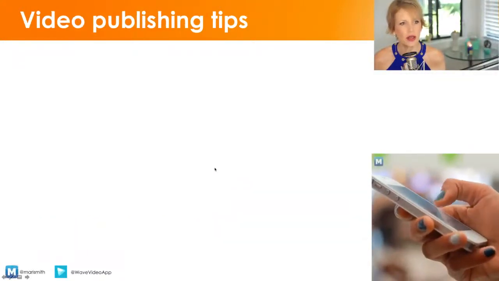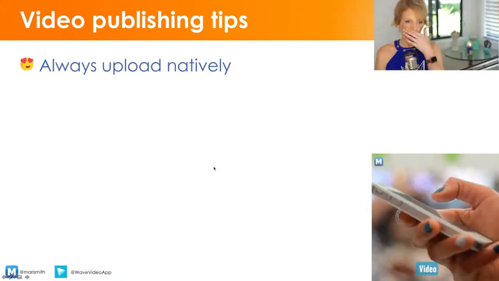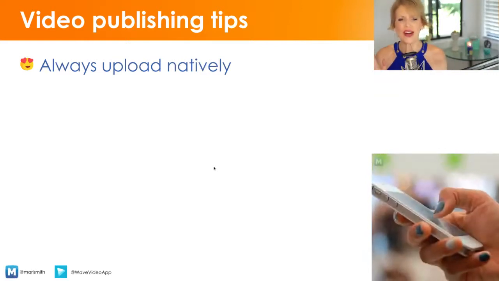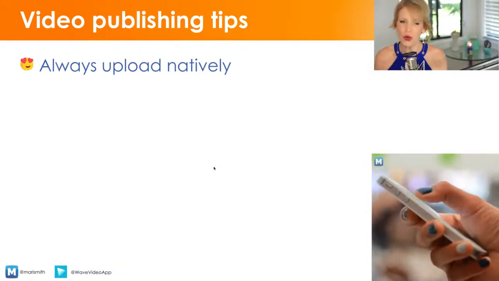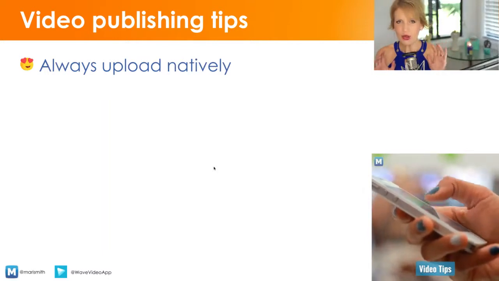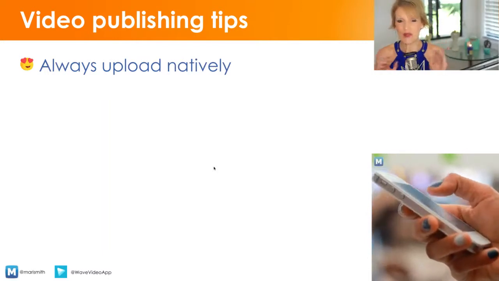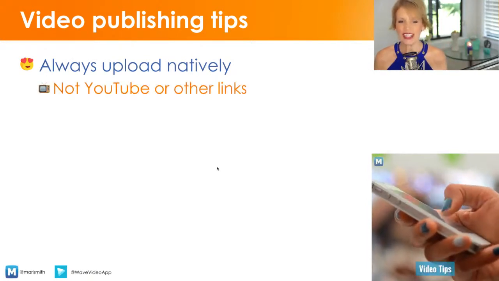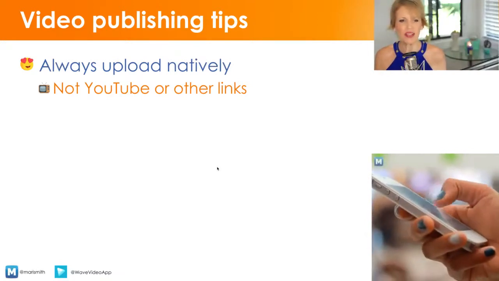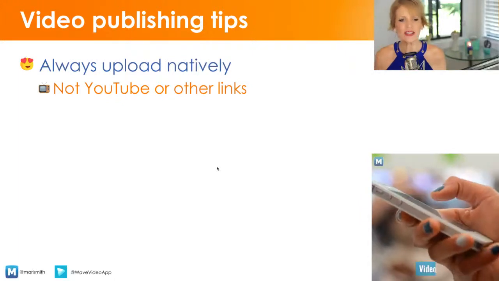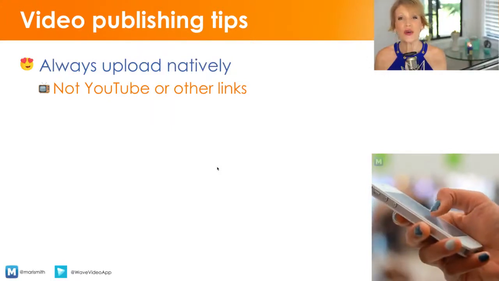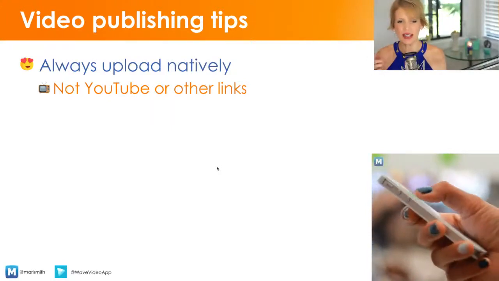So let's keep going on here. Video publishing tips. Now, always upload natively. And I think some people, maybe a few people out there are still somewhat confused about this. I don't know, but we've got to set the record straight here. That means uploading video directly to Facebook. That's what natively means. It does not mean share a YouTube link or a Vimeo or a Wistia, whatever. We love those different platforms, and they're great where they are, but Facebook will not give you as much reach, visibility, optimization if you're posting a YouTube video link versus if you're uploading the video natively.